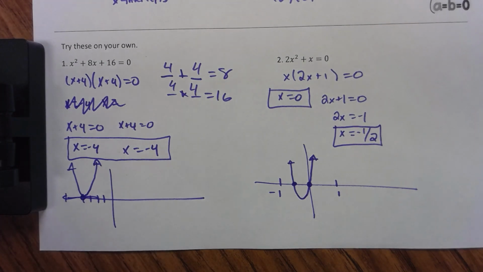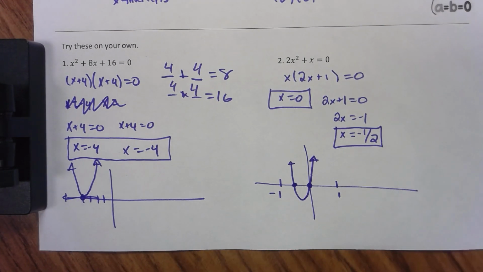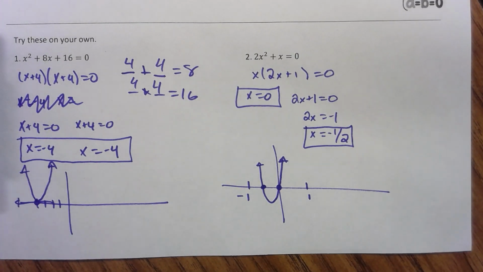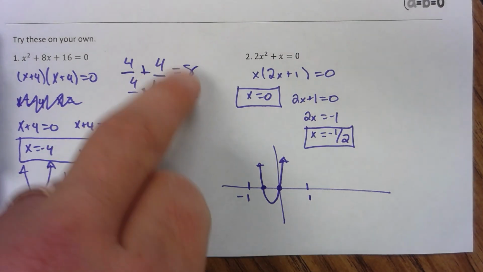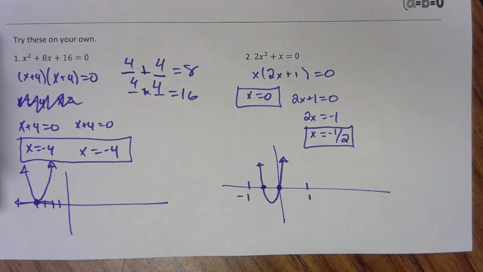So again, both of those factorings should go quick. Number 1, the first thing I recognize is that A is 1. When A is 1, I know that I don't need to use a box or any formal method, because it will always factor using the numbers that add to B and multiply to C. So in this case, 4 and 4. Since those are the same number, this is a perfect square trinomial, and both of my factors end up being exactly the same: x plus 4, x plus 4.